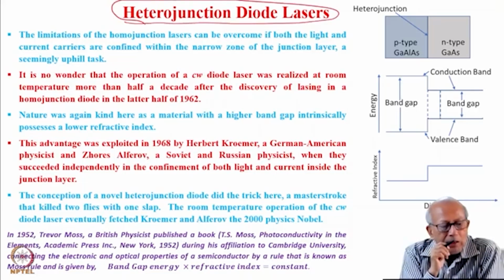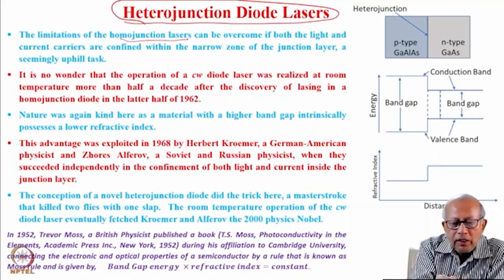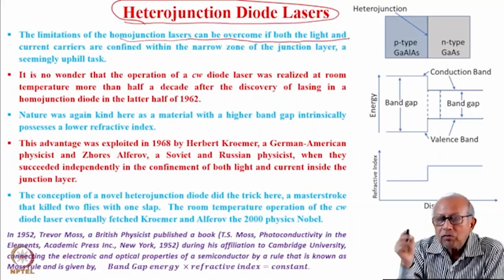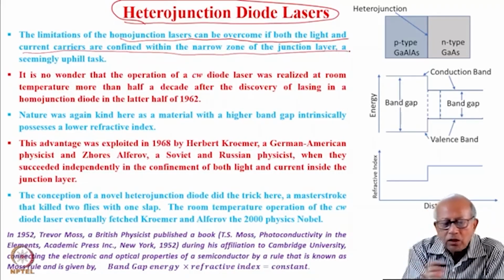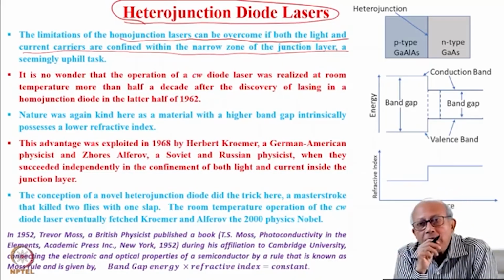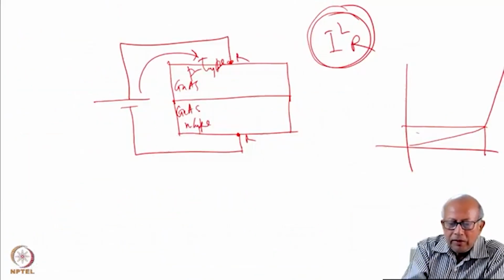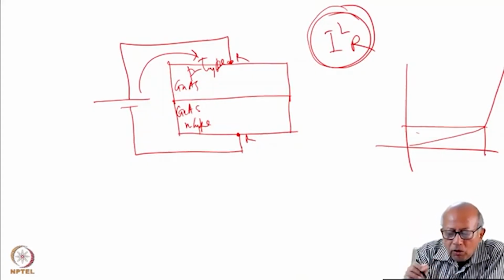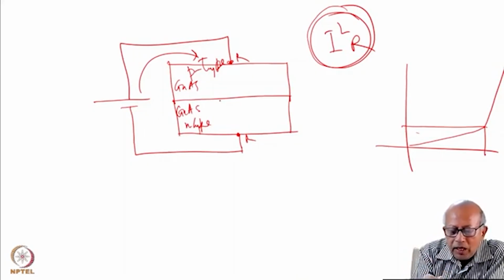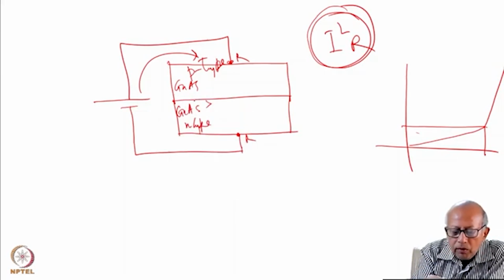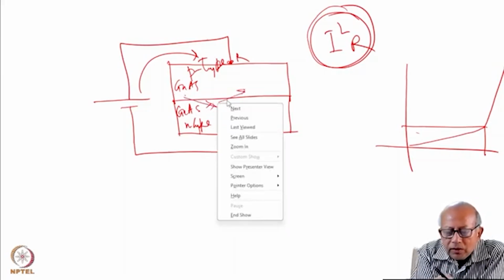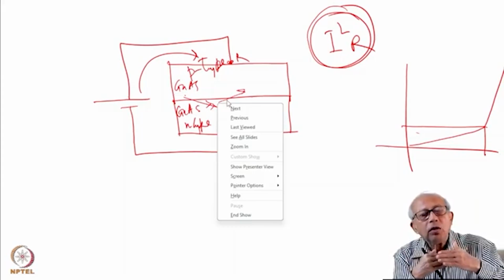You see, the limitations of homojunction lasers can be overcome if both the light and current carriers are confined within the narrow zone of the junction laser, a seemingly uphill task. So basically, we saw that in the operation of this homojunction laser, the main disadvantage was that the light which is produced in the vicinity of the junction, or produced on this side, will just travel through. There is nothing to confine the light in order to facilitate the lasing.